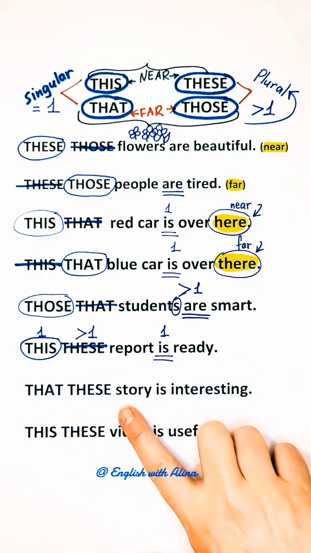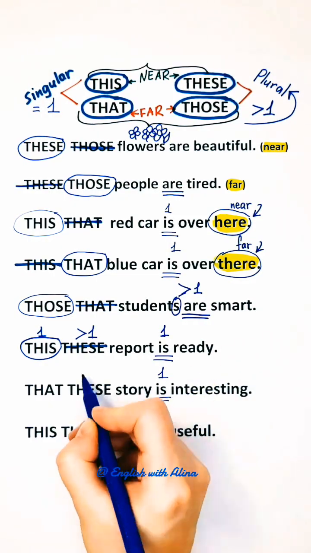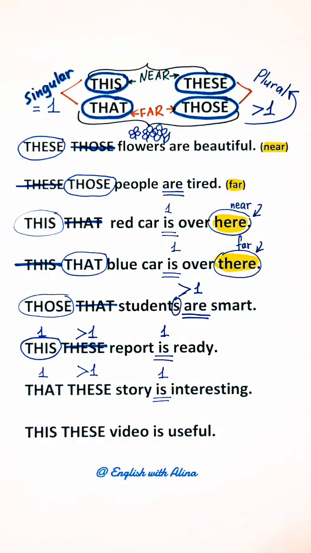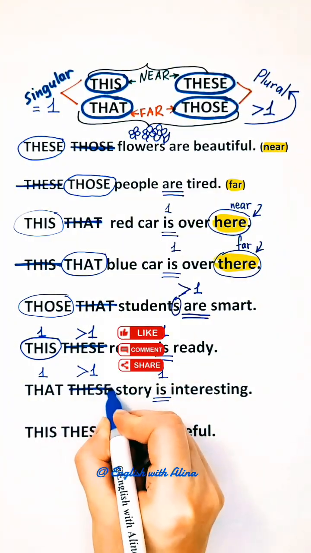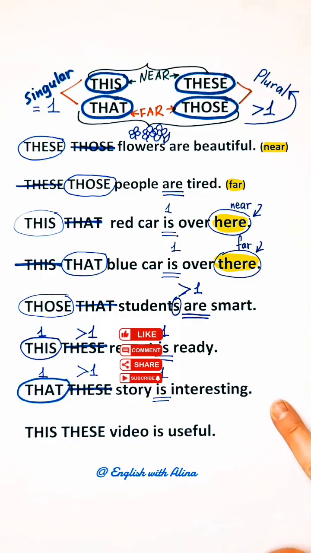That or these story is interesting. Story is, that's singular. These is plural. That is singular. Say, that story is interesting.